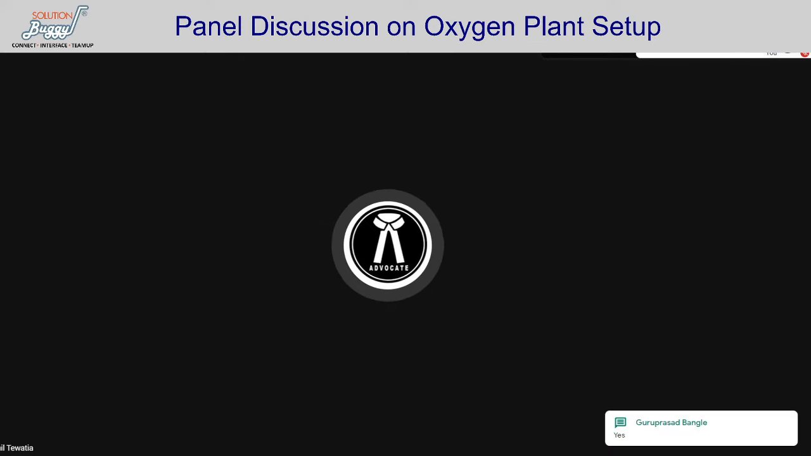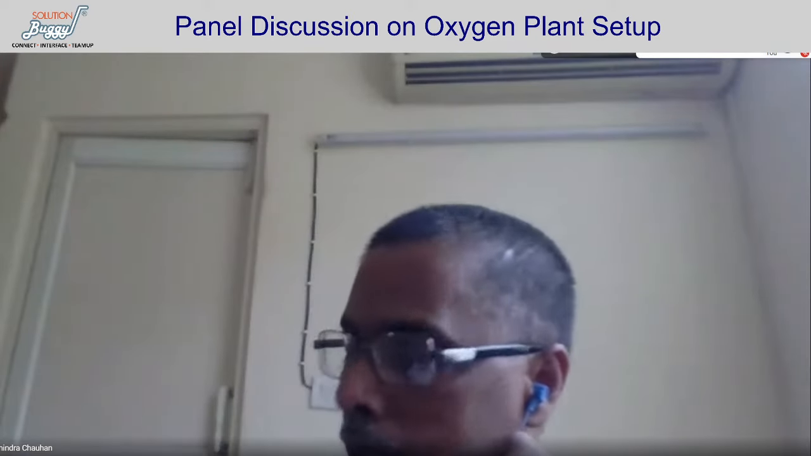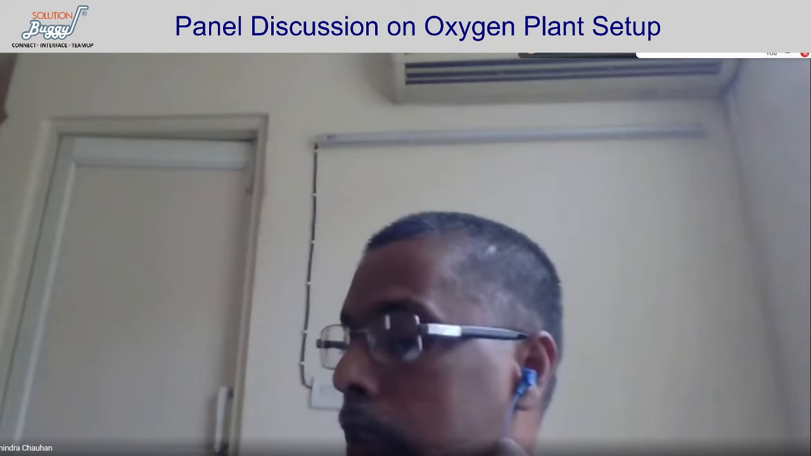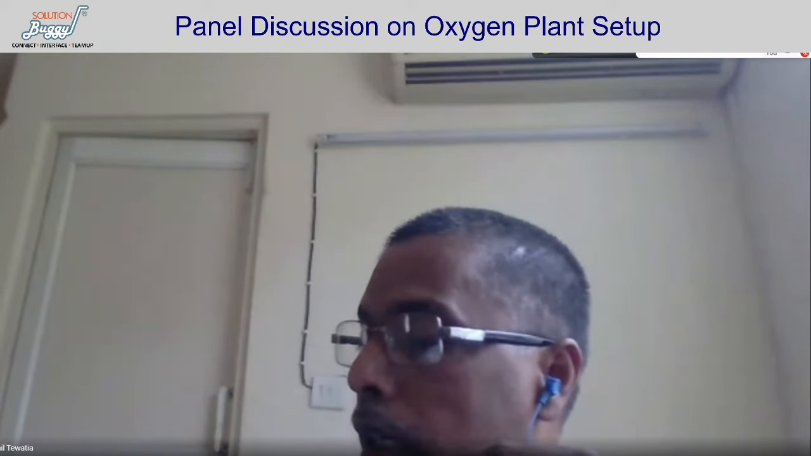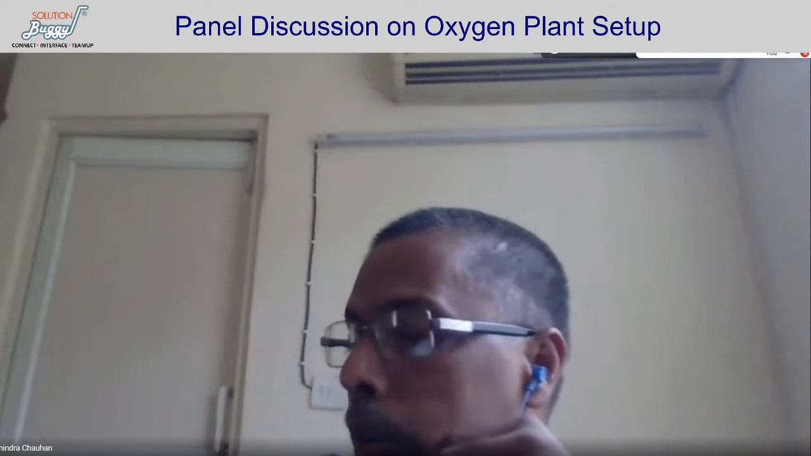To set up a 200-cylinder ASU plant, how much power, land and water capacity do we require? Like, what sort of water capacity do we require? Yes, I am answering this. Land is required 35 meter into 20 meter for a 200 cylinder ASU plant. Water is required, 2000 liter per day consumption. And power is required, 100 kilowatt connected power should be required.